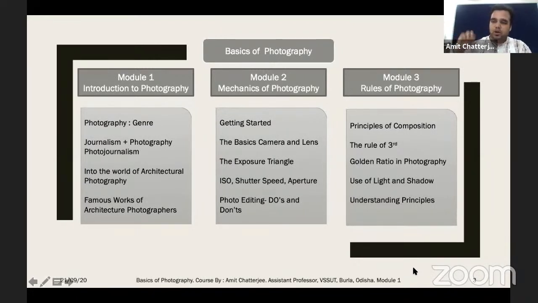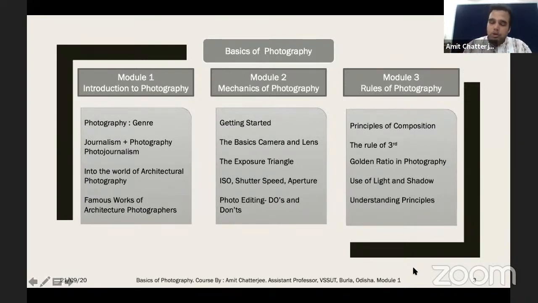Then we will touch upon what exactly is photography. Then we'll touch upon the combination that creates photojournalism. And then we will come down to our field of expertise, that's architecture. So we will talk about what exactly is architectural photography, and then we will talk about a few of the famous works of architectural photographers around the world, and try to learn the tricks and turns they use that make their photographs so versatile and so nice.